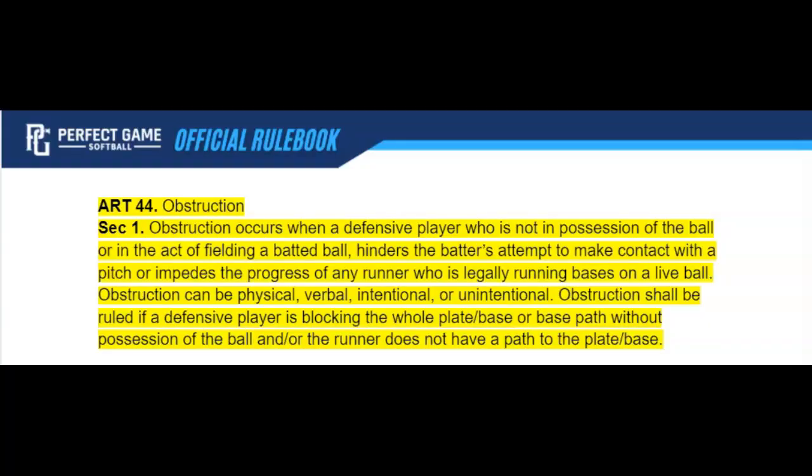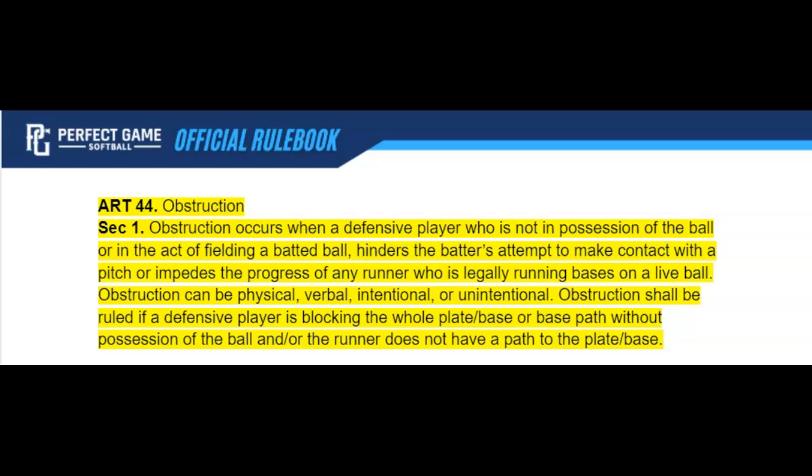I hope you found this video beneficial in your development of your game. Remember, obstruction occurs when a defensive player who is not in possession of the ball or in act of fielding a batted ball hinders the batter's attempt to make contact with a pitch or impedes the progress of any runner who is legally running the bases on a live ball.